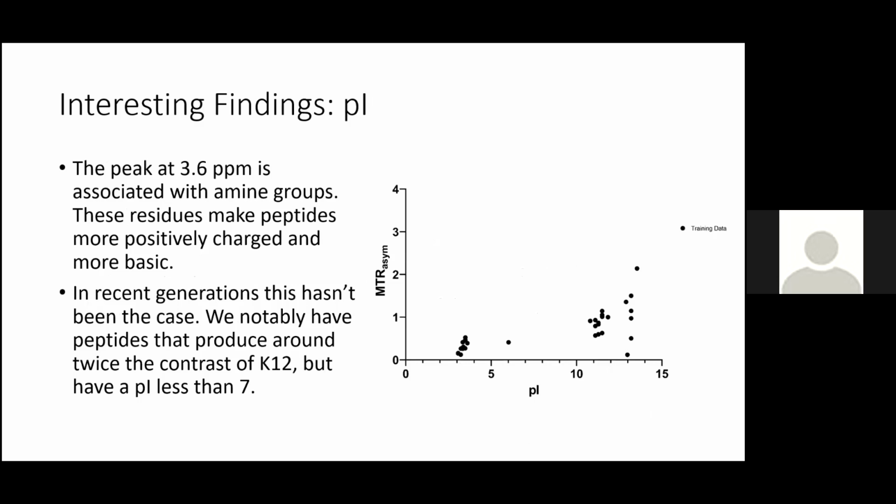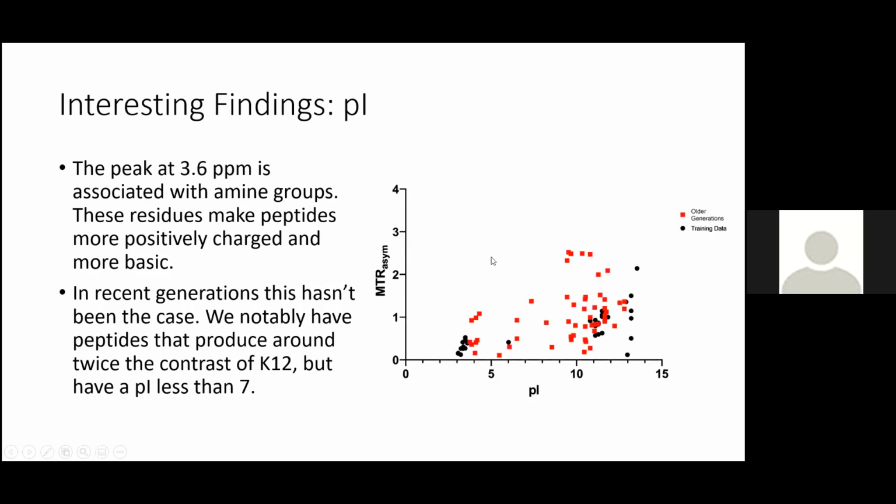But on the subject of the interesting things to find from this, the 3.6 peak, the more studied peak, is very heavily associated with amine groups. And the more amine groups that you have within a peptide, the more positively charged and more basic the peptide becomes. And that's what we see in our training data. We see very little contrast over here at the low PI, and we see very high PI, which is a measure of basically acidity or basicity of the peptide. We see the much more basic peptides generate much more contrast.